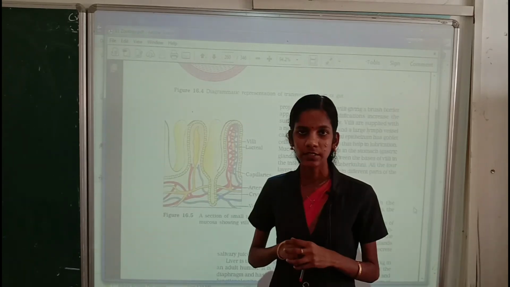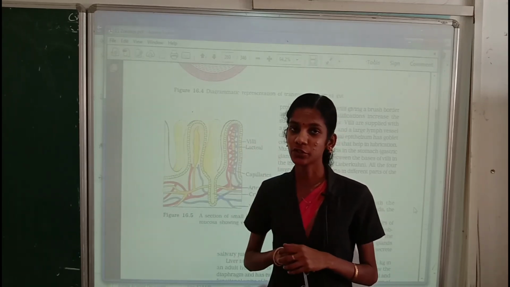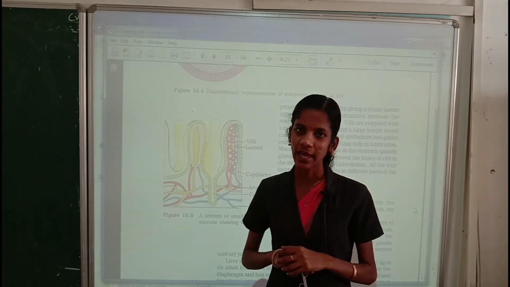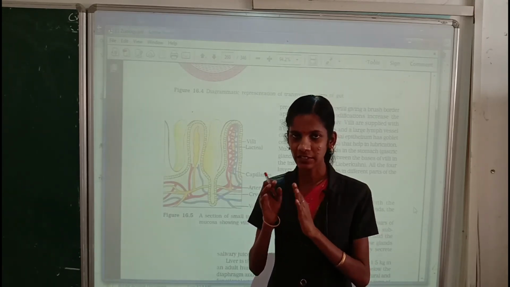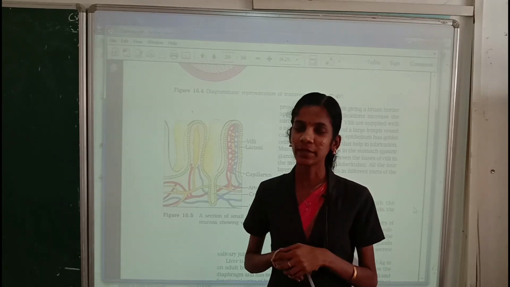Okay, the cells lining the villi have certain microscopic projections. These microscopic projections are known as microvilli. Actually, the presence of microvilli will give a brush border appearance for the villi.